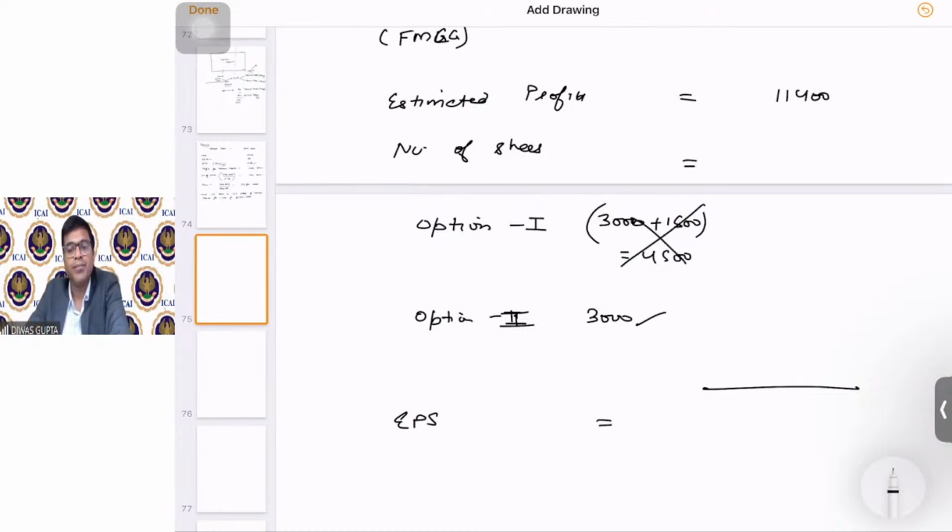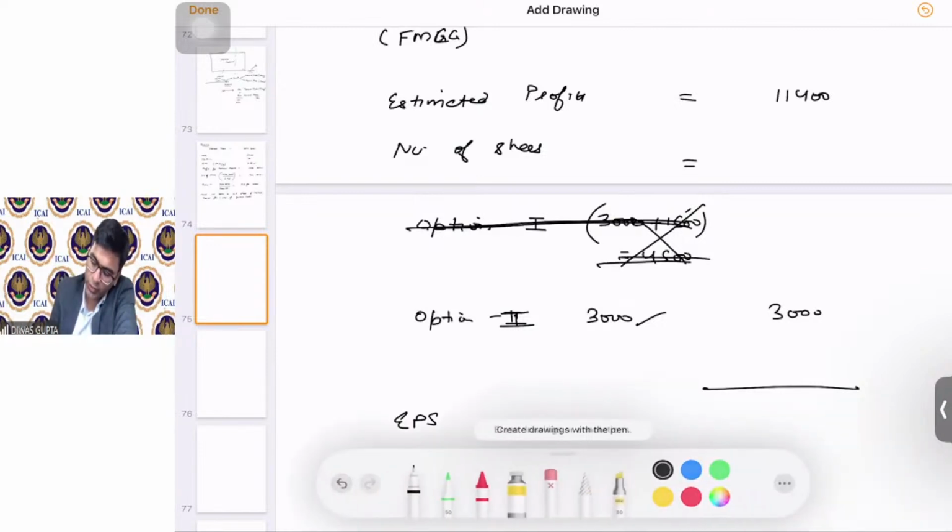The reason being, 1,500 are the shares issued from Fortune Pharma. Those do not belong to Fortune India, right? We are talking about the EPS of Fortune India. So for that, we will take these 3,000 shares. So I'm just deleting this. There is nothing called option 1 or option 2 in the solution.